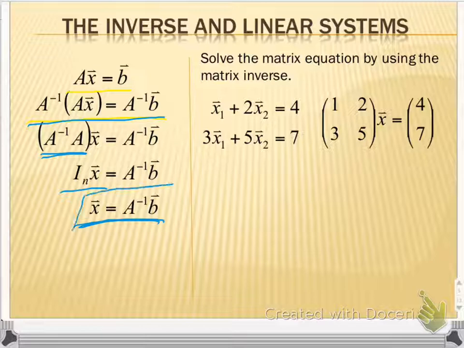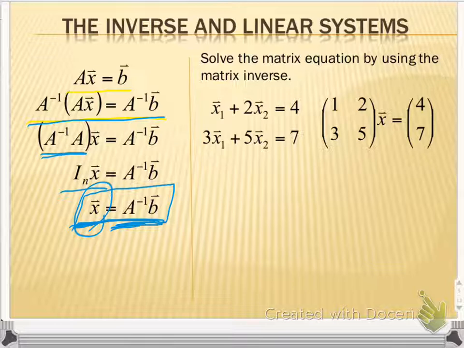If we know matrix A is invertible, meaning it has an inverse, it's non-singular, then if we're solving a linear system, we could just take A inverse and multiply it by our vector B, and that will give us our solution. That's so cool. Okay, I enjoy that.